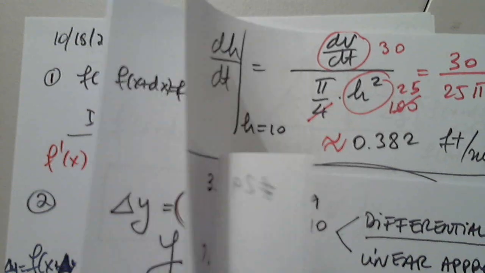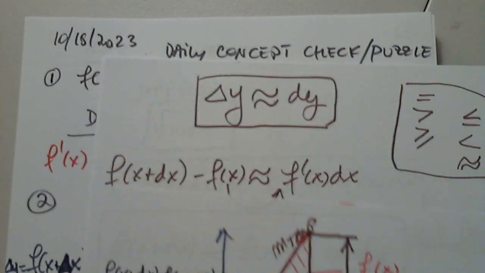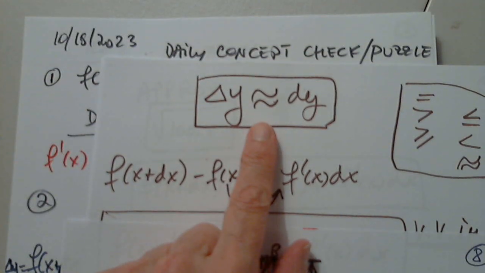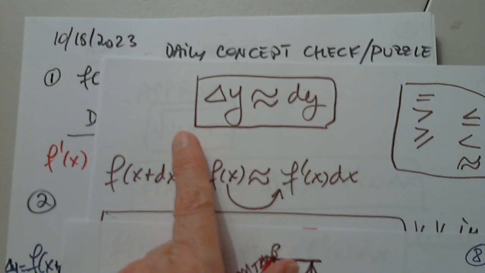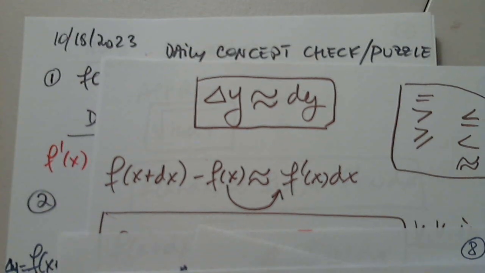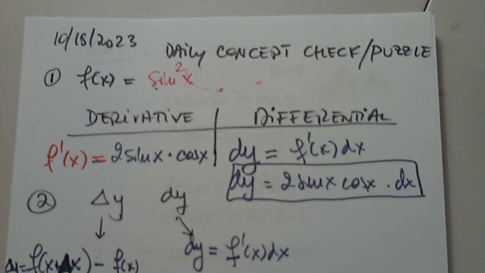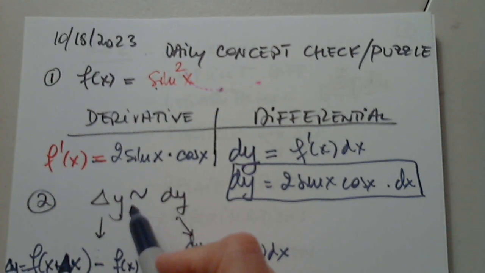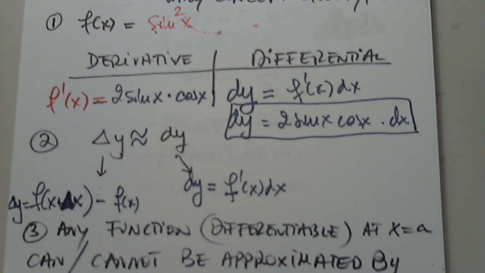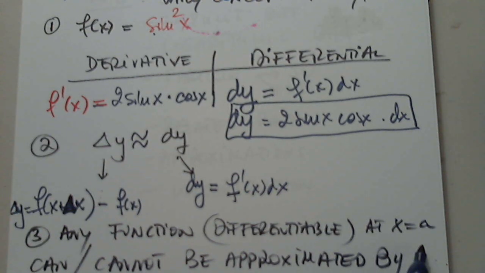I believe delta y is smaller. I don't remember what. We can never tell which one is smaller or bigger. They are almost the same. They're not equal. They're approximately the same. Good.